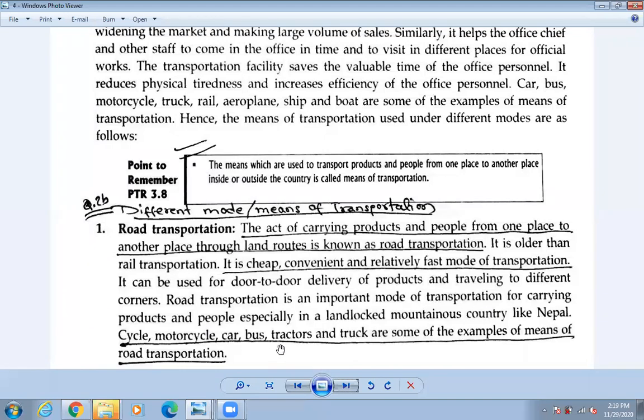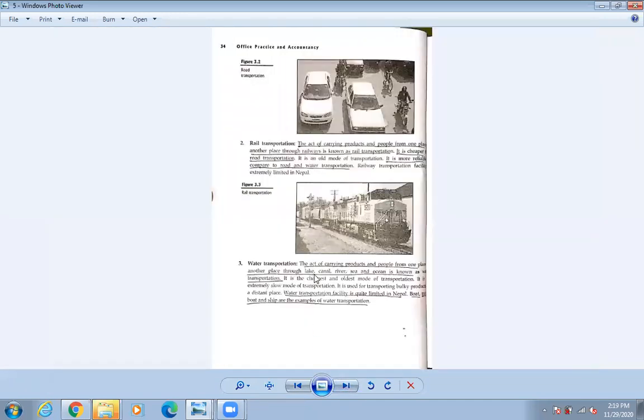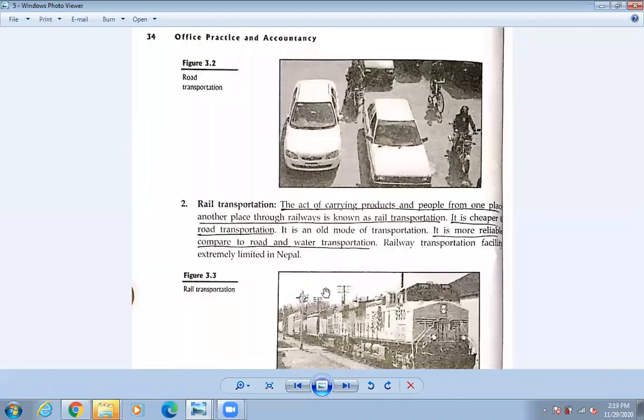So cycle, motorcycle, bus, car, tractor, trucks, okay, they are the different means of transportation that are seen in the roadways. Okay, so road transportation. These are things you can see over here.